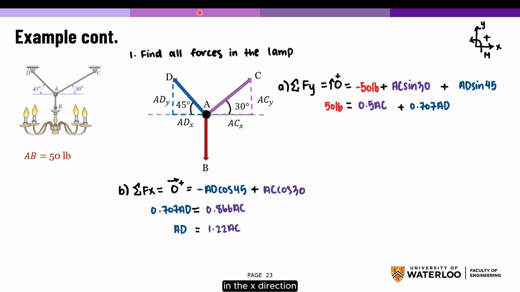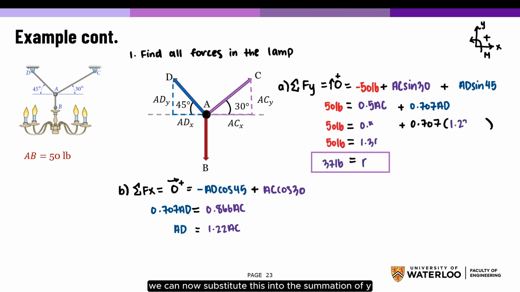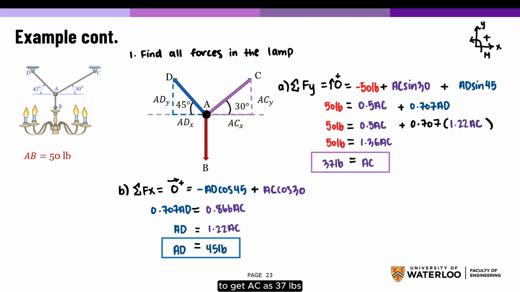so let's move on to the summation of forces in the x direction. AD cos 45 is ADX and AC cos 30 is ACX. We will write AD in terms of AC. We can now substitute this into the summation of y forces equation to get AC as 37 pounds. Now we can put this into the summation of x direction equation to get AD as 45 pounds.